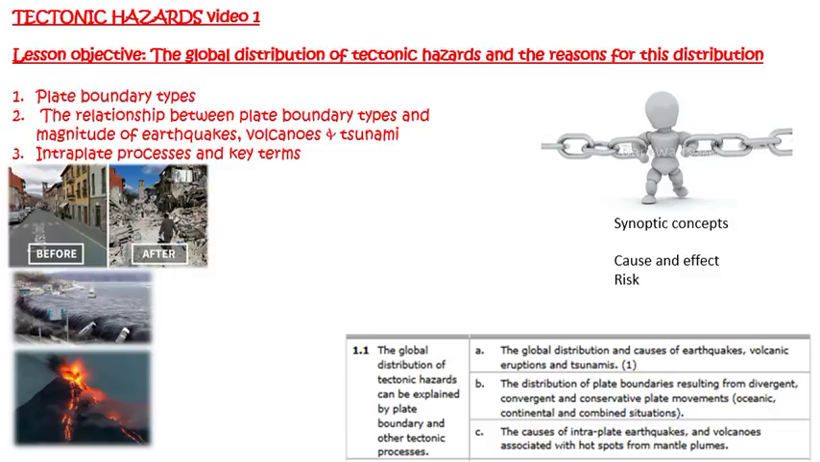Right. The global distribution of tectonic hazards and the reason for this distribution. So if we look at a world map, we need to be able to describe where earthquakes, volcanoes and tsunamis occur, and we're going to have some understanding of why that is.